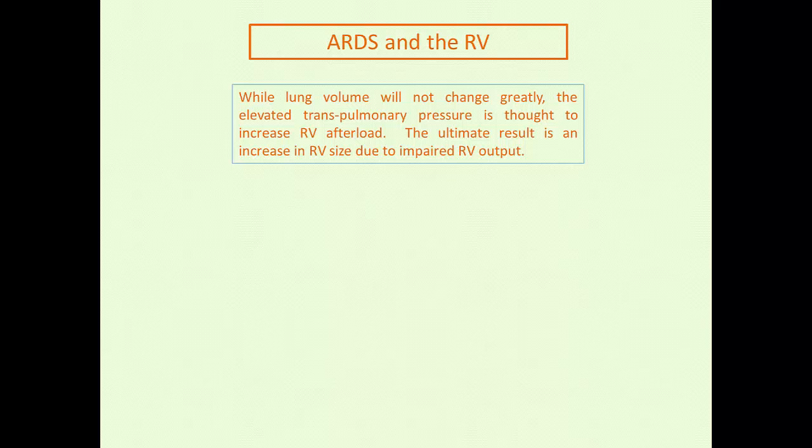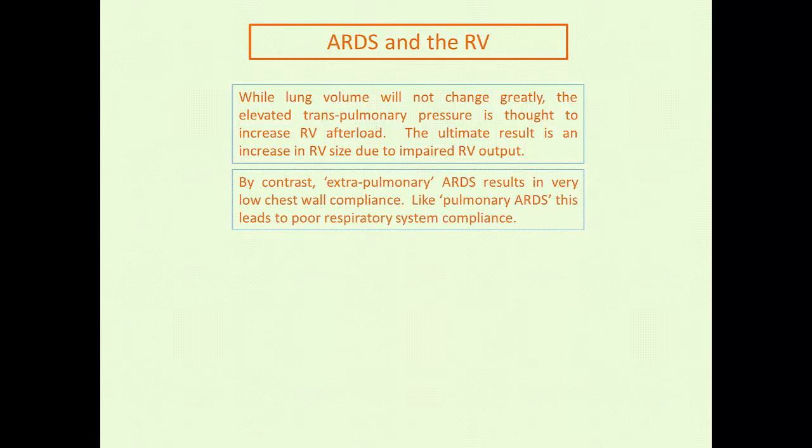So at the point at which the transpulmonary pressure supersedes the transmural pressure of the pulmonary arterioles, if you think of the distending pressure of the pulmonary arteriole versus the distending pressure of the lung tissue around it, then the blood vessel will collapse. That will increase vascular resistance, and it will therefore increase right ventricular afterload.